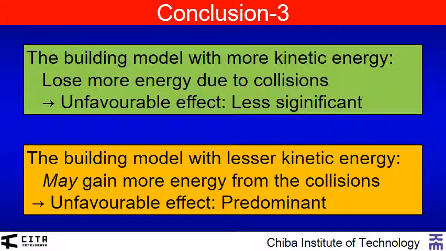The last conclusion is from the discussion on the change in the kinetic energy of each structure during collisions. The building model with more kinetic energy loses more energy due to the collisions, and the unfavorable effect of seismic pounding on the response is less significant. On the contrary, the building model with less kinetic energy may gain more energy from the collisions, and the unfavorable effect of seismic pounding on the response is predominant.